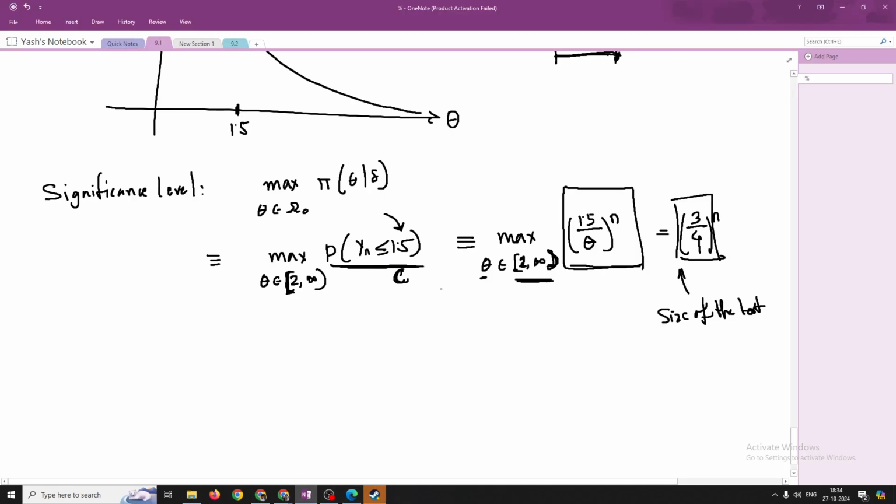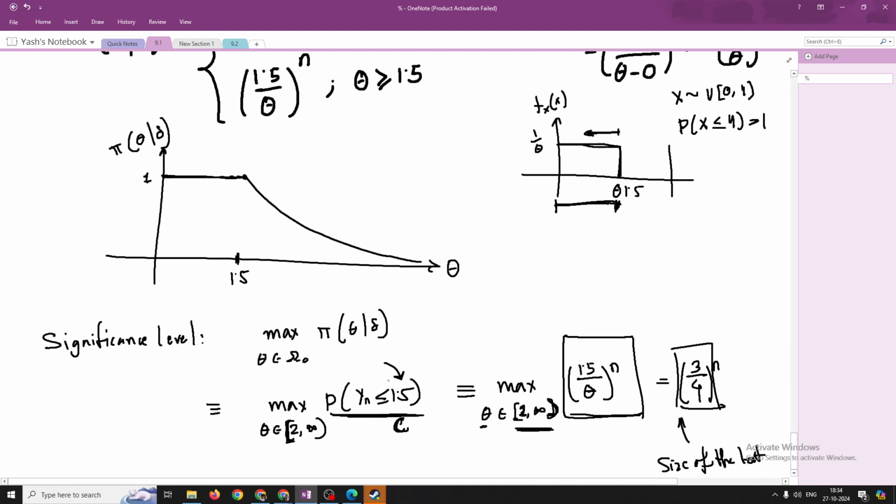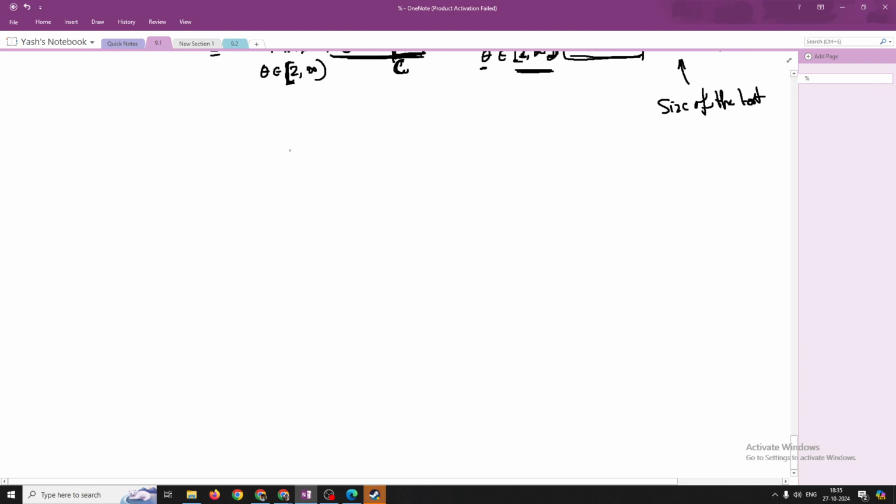So in the previous question we were given that c, right? We knew what this c is. In this question we don't know what the c is, and we need to determine such a c such that ultimately whatever be the expression for the size of the test that we get, that should be equal to 0.05. So let's do this.